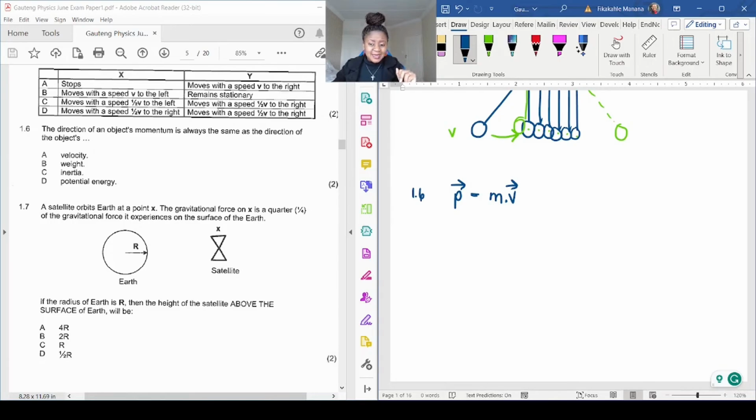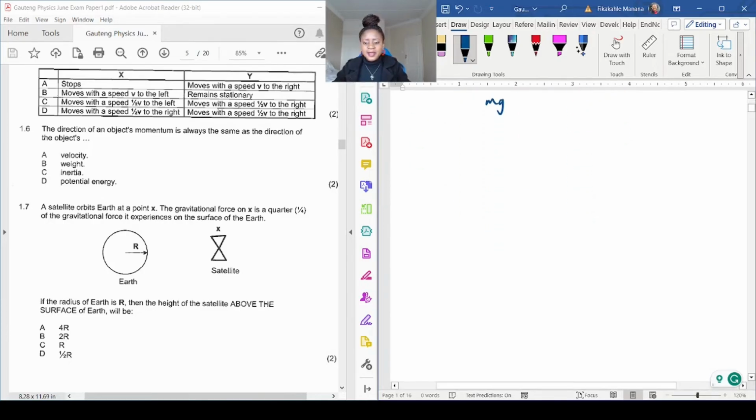B, weight. Remember, weight is not mass. Weight is mass times gravitational acceleration. So it's not there in the equation. Inertia, potential energy, I would really go with A, which is velocity. Okay. So yes, A would be the correct answer in this case. And then 1.7.